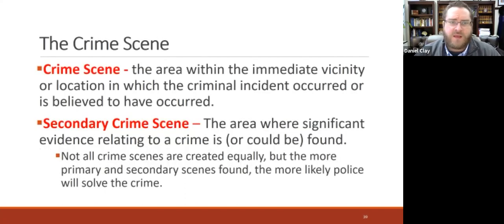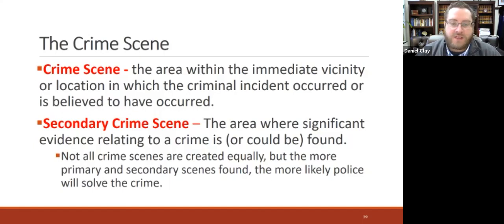So the crime scene is not actually as easy to identify as you would think, right? Because we have crime scenes and then we have secondary crime scenes. And we can have multiple secondary crime scenes, right? So the crime scene is defined as the area within the immediate vicinity or location in which the criminal incident occurred or is believed to have occurred. So if somebody gets murdered in a house, the house is the crime scene, right?